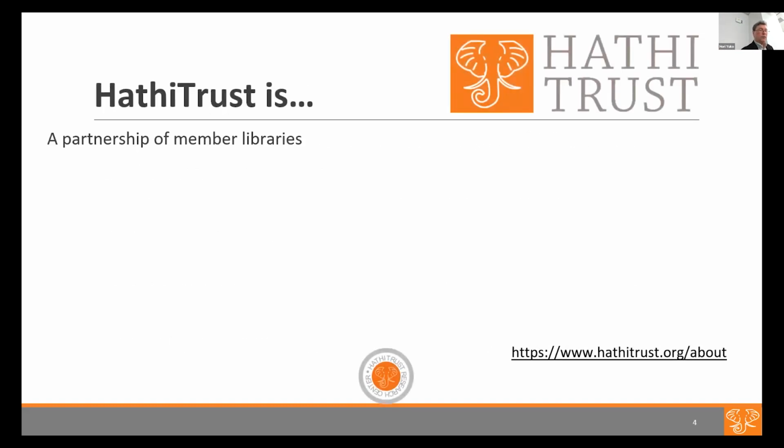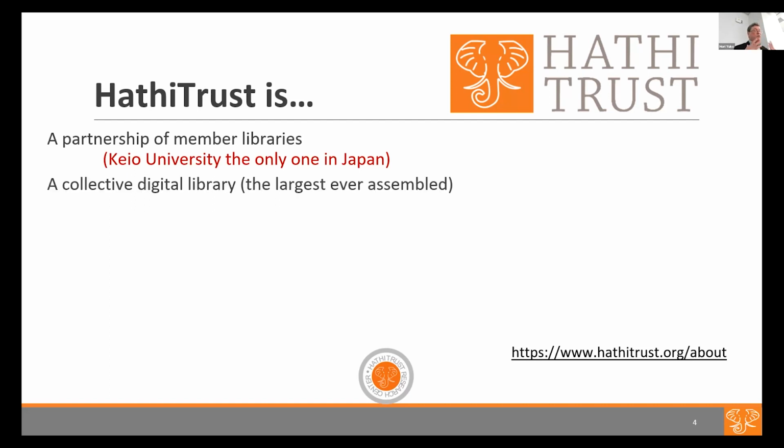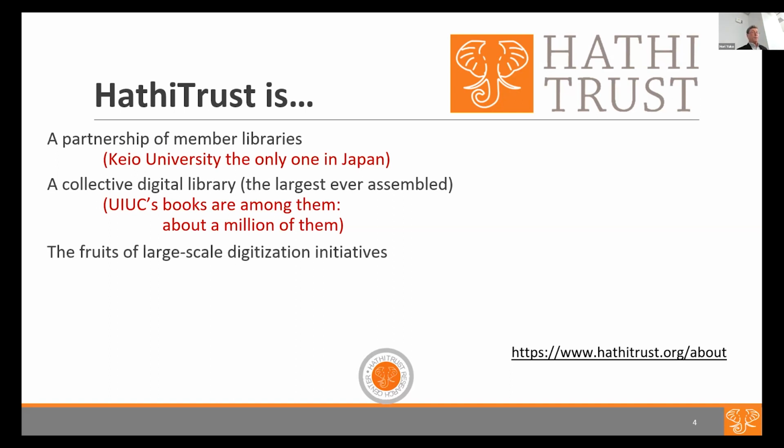So the HathiTrust is a partnership of member libraries. There is one member library in Japan, and it's Keio University. A collective digital library is the largest ever assembled in the world. The University of Illinois Urbana-Champaign has been a member for a long time. And we have about 1 million of the books that come from the University of Illinois. It's the outcome of a very large-scale digitization process.